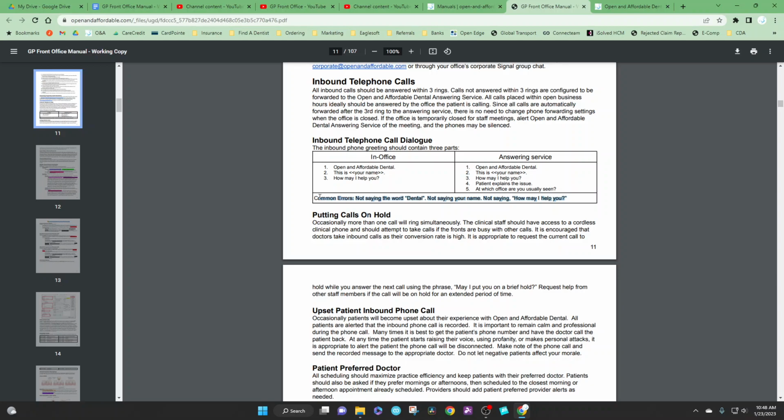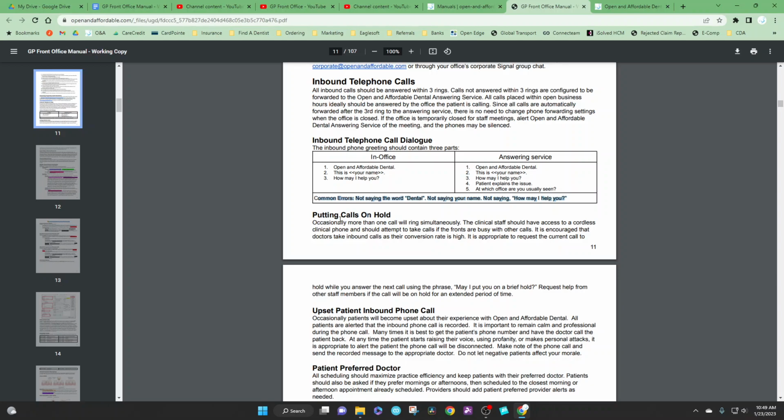They should be saying: Open and Affordable Dental. This is their name. How may I help you? On the answering service side, it's very, very similar: Open and Affordable Dental. This is Dr. Stott. How may I help you? The patient will go ahead and explain what their problem is, after which you will ask them, at which office are you usually seen? And then you'll go into their system and take care of them.